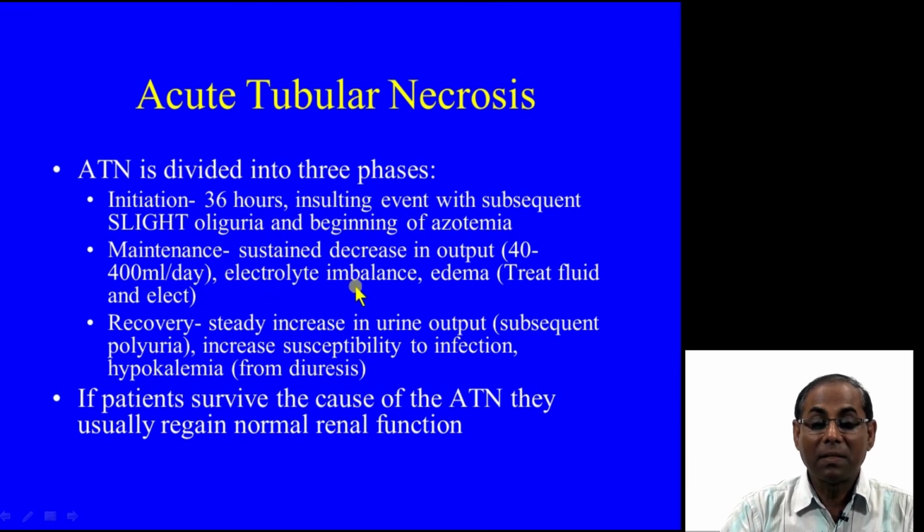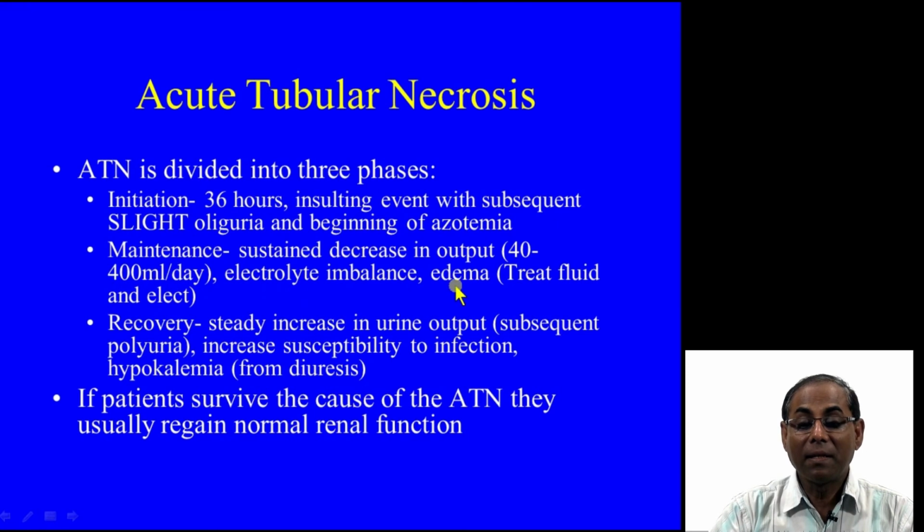Then comes the maintenance phase, where there is a sustained decrease in the output of urine, that may be 40 to 400 ml per day, and there is electrolyte imbalance because tubular dysfunction has started, and it is associated with development of edema. And in this situation the patient can be managed by fluid control and electrolyte control.